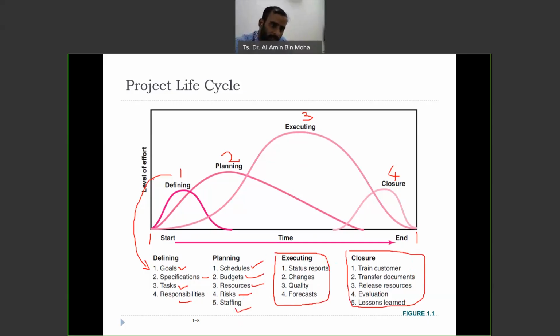So you can see the defining stage, how long it will take. It's not going to take too long, but of course, at the same time, you already start the planning. And then during the planning, you already start the execution, and then the closure is here. So basically, these are the stages of the project life cycle.